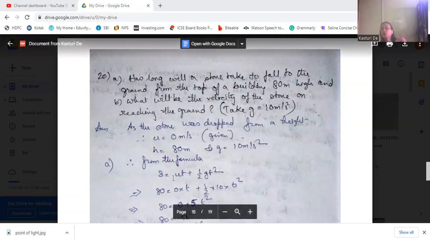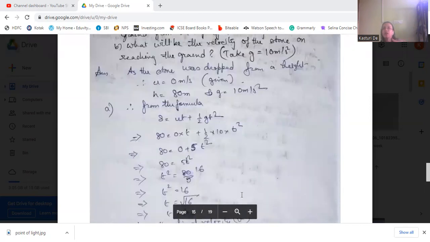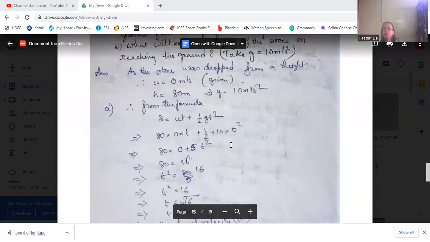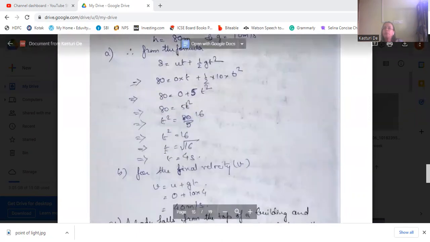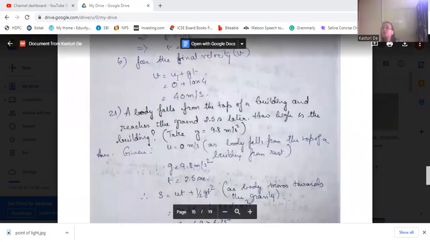So the formula is ut plus half gt square, because it is coming towards the gravity. So t will be the time, okay. So time will be 4 seconds. Okay, so final velocity will be v is equal to u plus gt. So that will be equal to 40 meters per second.